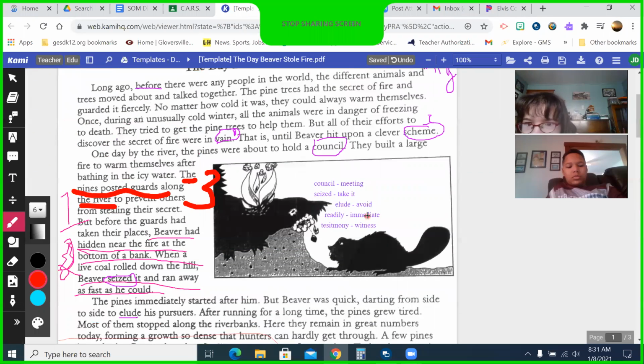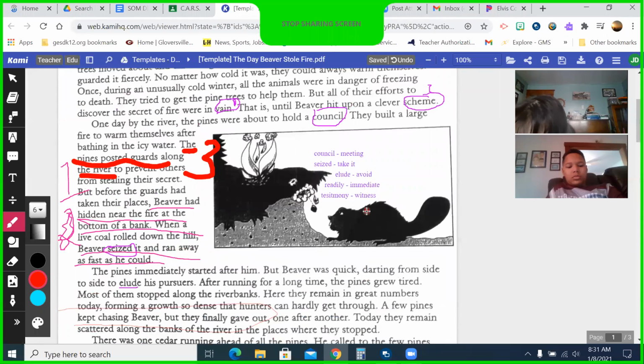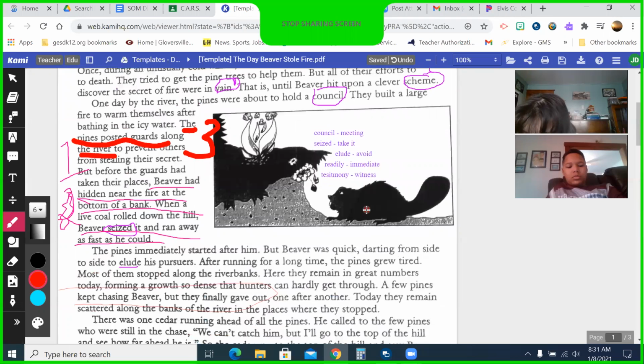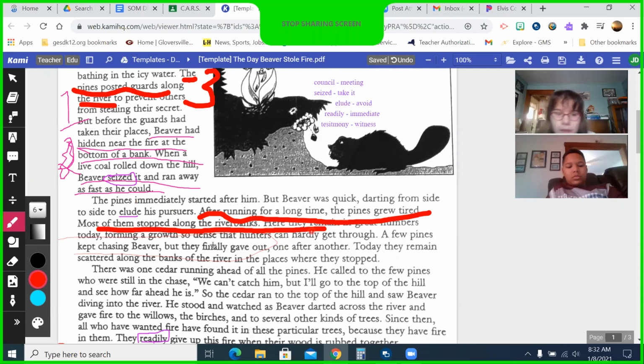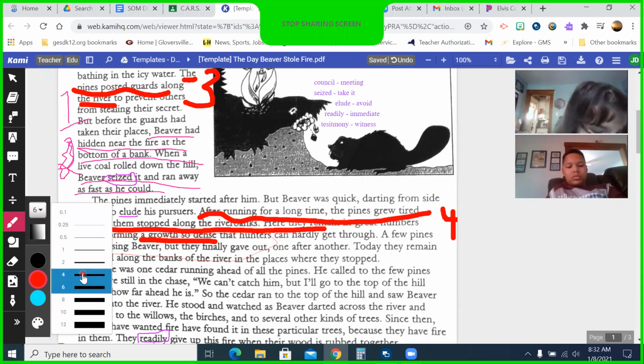Where in the text are we for our proof? Almost right underneath the image. It says after running for a long time. So it's in the 3rd paragraph, and it's the 2nd. After running for a long time, the pines grew tired. Most of them stopped along the riverbanks. Their numbers forming a growth, blah, blah. Number 4. Oops, off the page. I gotta make this smaller.